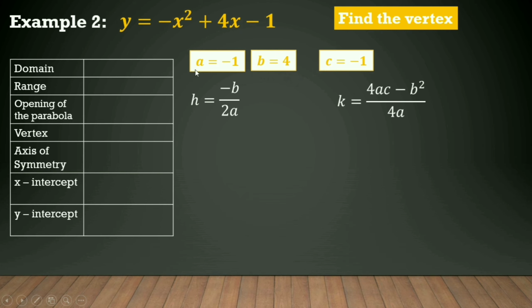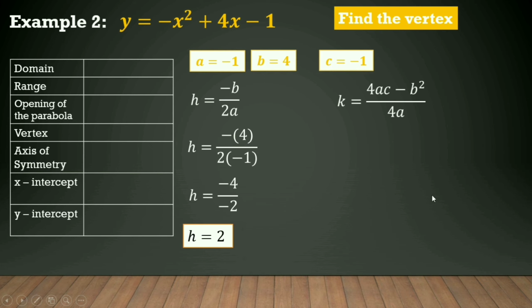So isa-substitute lang natin ang mga to dito sa formula. So unahin na natin yung formula ng H. So H is equals to negative. Yung B natin is positive 4 all over 2 times A, which is negative 1. So negative times positive 4 is negative 4. Then 2 times negative 1 is negative 2. So negative 4 divided by negative 2 is equal to positive 2.